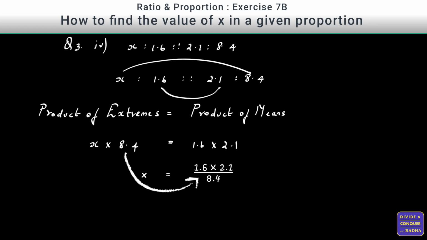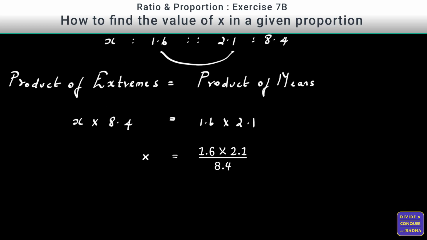In this sum, let's try cancelling without removing the decimal place. See, 2.1 and 8.4. 2.1 four times gives you 8.4. So we can cancel 2.1 and 8.4. And now we have 4 and 1.6. 4 into 0.4 gives you 1.6. If you have a confusion, you can try dividing 1.6 by 4 to find the quotient. Now the value of x is equal to 0.4.